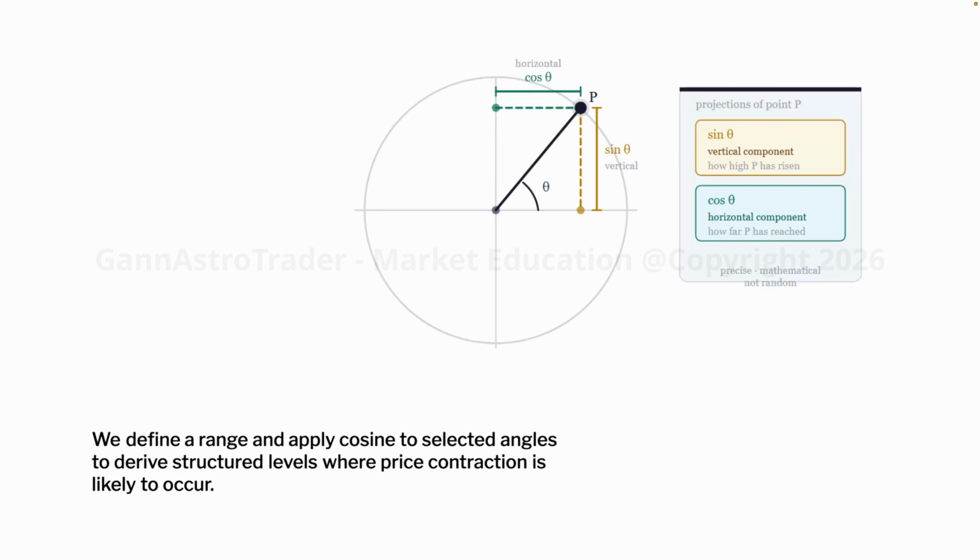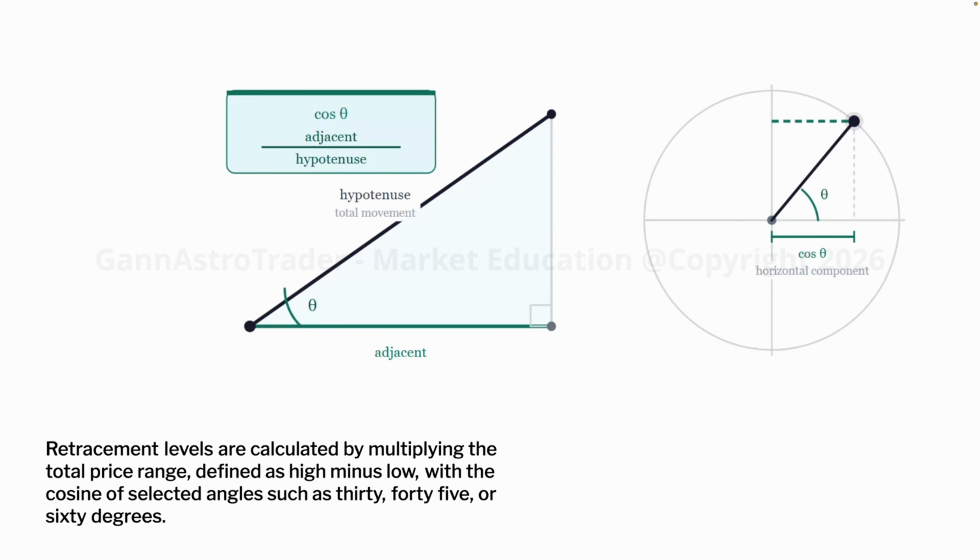We begin with a defined range. From that range, we apply cosine to selected angles. Each angle gives us a level where contraction is likely to occur. These levels are not predictions, they are structural reference points. This is the core formula used to derive retracement levels from geometric structure.